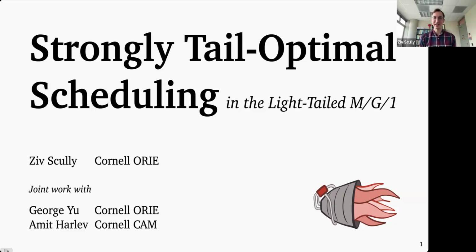So today I'm going to be talking about scheduling to optimize tail latencies, which is one of the things that I think started bothering me on like the second week of my PhD, approximately. And so I'm really excited to have a piece of progress on this to share with you all. This is joint work with two of my PhD students, George Yu and Amit Harlev.